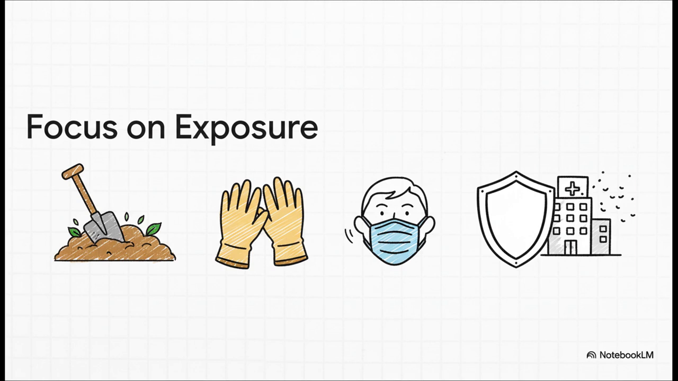Nocardia is everywhere, in soil, in decaying plants. So for your immunocompromised patients, especially transplant recipients, prevention means simple, practical education. Wear high-quality masks and gloves if you're gardening or doing yard work. And in the hospital, it means being super vigilant about dust control during any kind of construction to protect those at-risk patients from breathing it in.